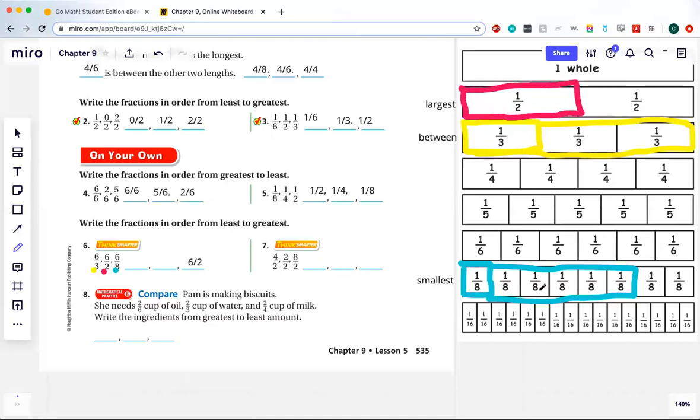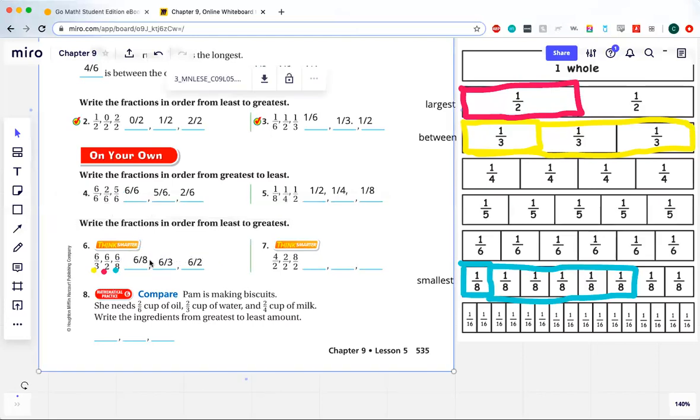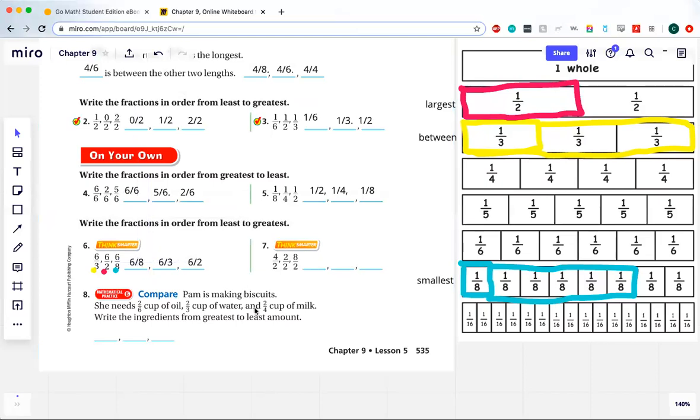So which one's going to be bigger? This piece right here or 2 of these? It's going to be our 2 of our thirds. So I'm going to go ahead and write that our between is always going to stay our between when the denominators are different. So I'm going to write 6 over thirds here, because that's going to be our between. And then that leaves our last one as 6 over 8, our smallest piece, okay? All right, so there's that.